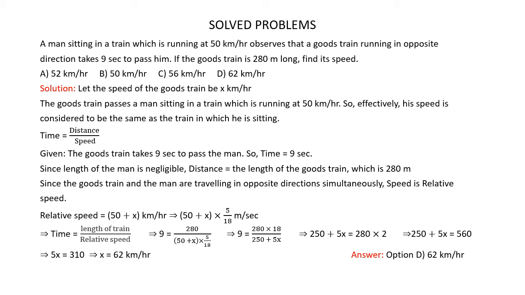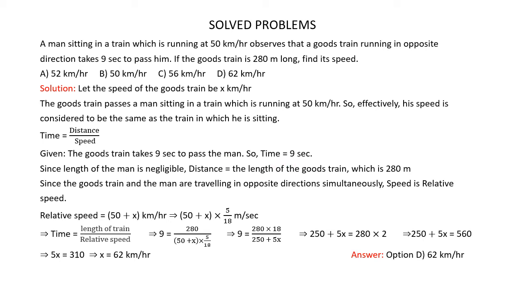So let the speed of the goods train be x kilometers per hour. Now, the goods train passes a man sitting in a train which is running at 50 kilometers per hour. So, effectively, the man's speed is considered to be the same as the train in which he is sitting. So, the man's speed is effectively also 50 kilometers per hour. Now we know that time is equal to distance divided by speed. It's given that the goods train takes 9 seconds to pass the man. So time is equal to 9 seconds.